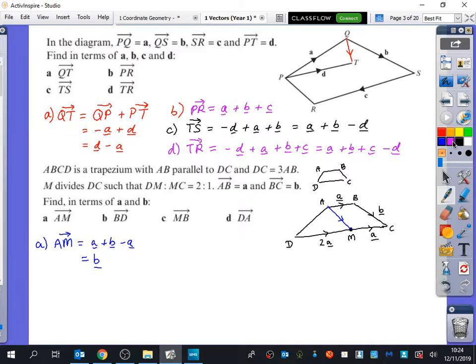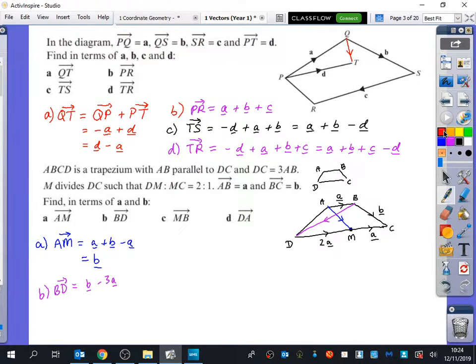Okay, let's have a quick look then at BD. Taylor, what did you get for BD? Good, it's B minus 3A. And that's to go all the way from here to here. That is B minus 3A. So the purple arrow represents the resultant vector of B minus 3A.